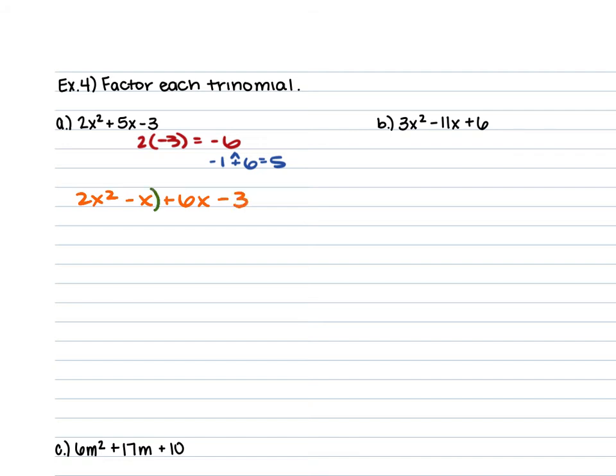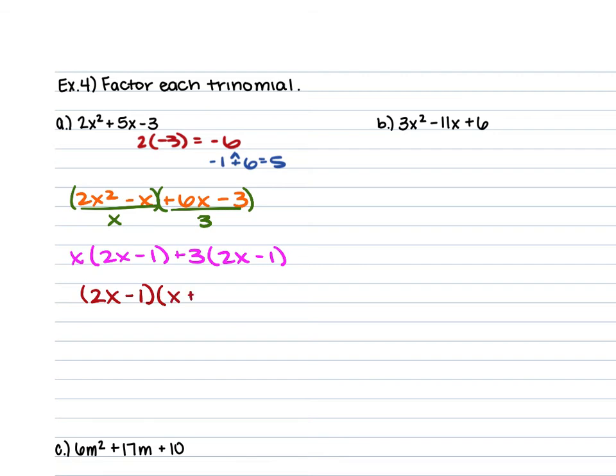You have 4 terms, factored by grouping. Parentheses around the first two, parentheses around the last two. Factor out your greatest common factor from each. So you're going to factor out an x from the first. You're going to factor out a 3 from the second. This is going to give us x times 2x minus 1 plus 3 times 2x minus 1. From here, this is just simplifying to be 2x minus 1 times x plus 3.